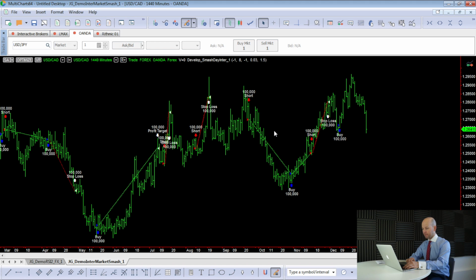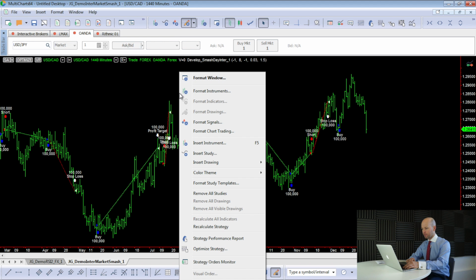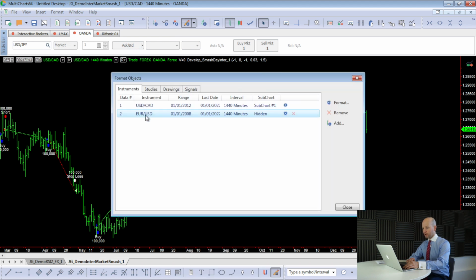So exactly the same thing here. I've just hidden the chart which shows the euro dollar. If we have a look, I'll show you. I have actually got the euro dollar on the chart, but I've just got it hidden at the moment.